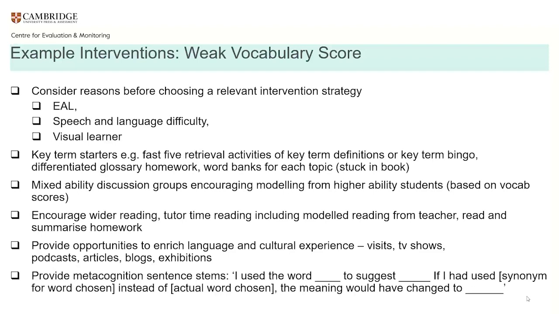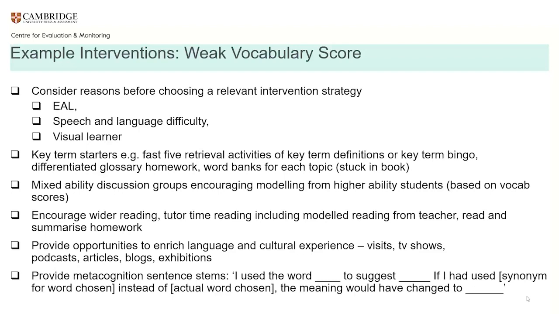Ensuring that when you have discussion groups or collaborative learning within the classroom, those have mixed abilities within them. So if you know what the vocab ability scores are for the students in your class, then have students grouped not in similar abilities but mixed abilities, where you can encourage modelling from those higher ability students in terms of vocab, alongside those who might struggle a little bit and need to develop their vocab.